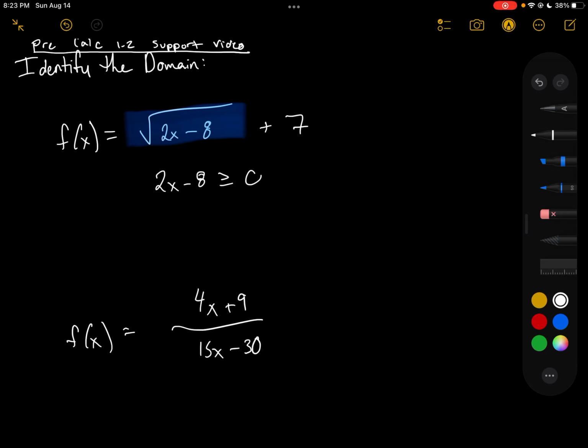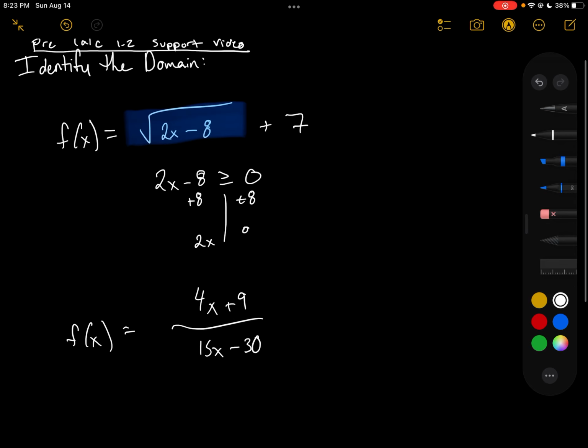So this 2x minus 8, that's what we want to make sure is greater than or equal to 0. So from there, all we're going to do is just solve. Take your inequality, move 8 over, divide both sides by 2, and we're left with x is greater than or equal to 4. If we take a look at our interval here, 4 greater than or equal to is going to look like this.